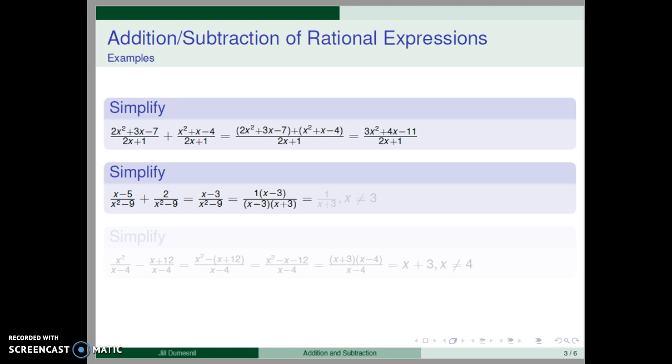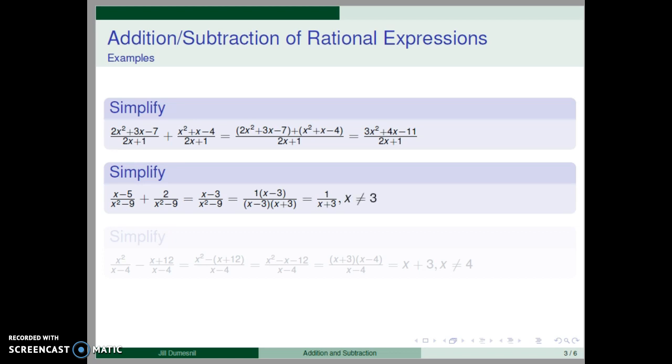We factor the denominator via the difference of squares formula, and we see a common factor of x minus 3 can be canceled. We explicitly write a factor of 1 in the numerator to remind us that when the factor x minus 3 is canceled, it doesn't just disappear. We have 1 over x plus 3.